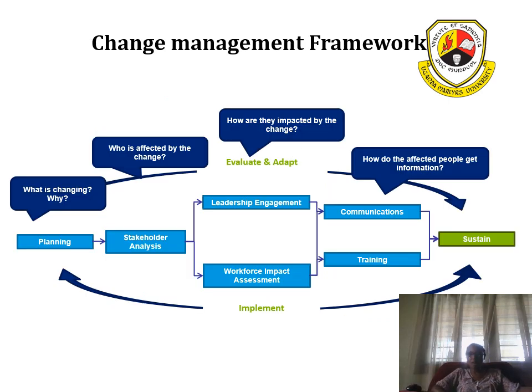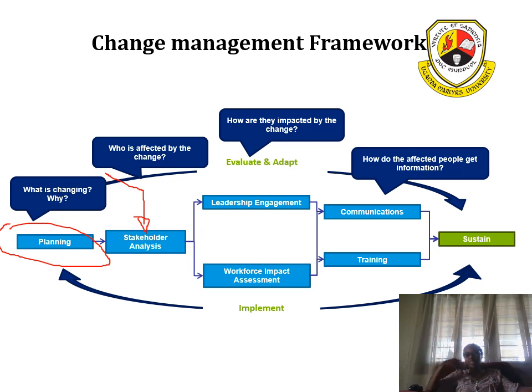Here we have a framework which helps us to manage change. This framework is not different from all the frameworks we've seen, especially with ICT strategy. We start with the planning process. This is where we begin to ask what is going to change, who is going to be affected. And when we ask who is going to be affected, we begin to analyze who the stakeholders are going to be. The stakeholders who are going to be affected by change are the ones we need to work with and communicate with.